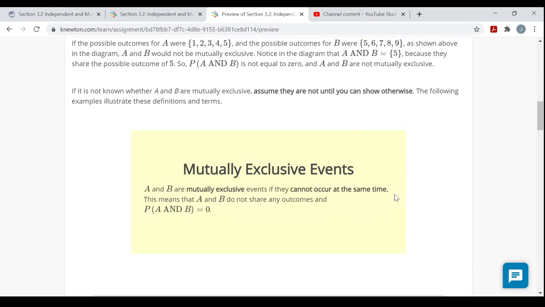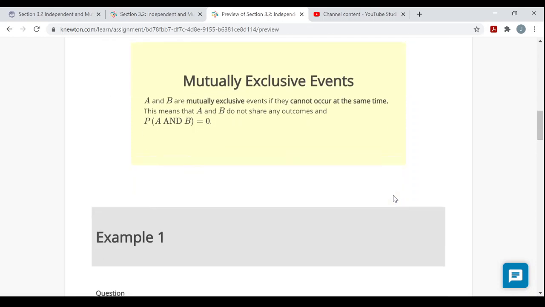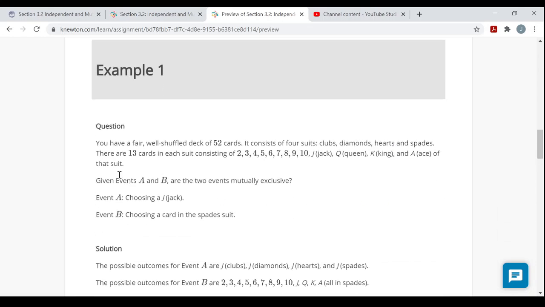All right, so another reading here of the definition and then an example. Suppose you have a fair, well-shuffled deck of 52 cards, a standard playing deck. It consists of 4 suits: clubs, diamonds, hearts, and spades. There are 13 cards in each suit, consisting of 2 through 10, then a jack, a queen, a king, and an ace of that suit. So we're given the events A and B below.